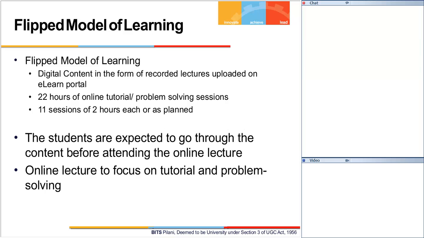Okay, with this I move ahead. So I hope the flipped model of learning is clear to everybody. And coming to the number of online sessions we'll have.